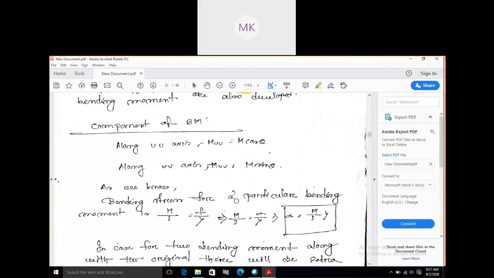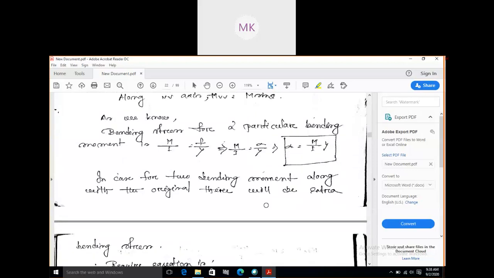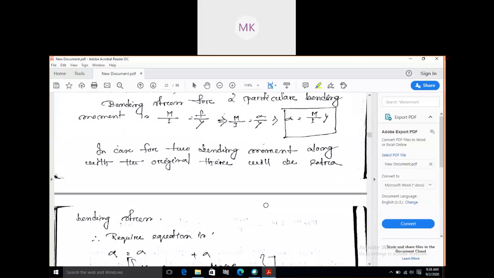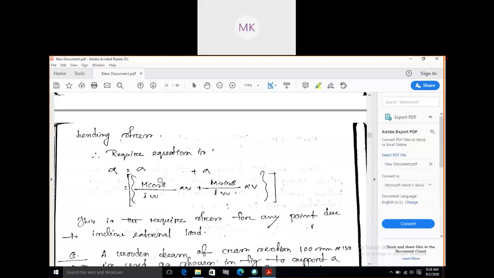Now we have to use the bending formula, M by I equal to F by Y. F is nothing but stress, all of you know, so we can replace it by sigma. If we simplify it, sigma is given by M by I into Y. Just remember this formula. No need for the derivation. We just need this formula to resolve the force. Our main required formula is this.